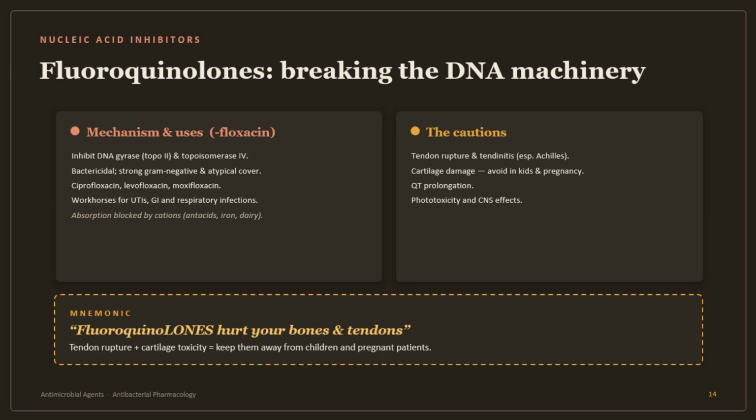These are workhorses for otitis, GI infections, and respiratory infections. But they come with a list of cautions you can't ignore. Their absorption is blocked by cations, so again, watch the antacids, iron and dairy. They cause tendon rupture and tendinitis, classically the Achilles tendon. They cause cartilage damage, so avoid them in kids and pregnancy. Add QT prolongation, phototoxicity, and CNS effects to the list.